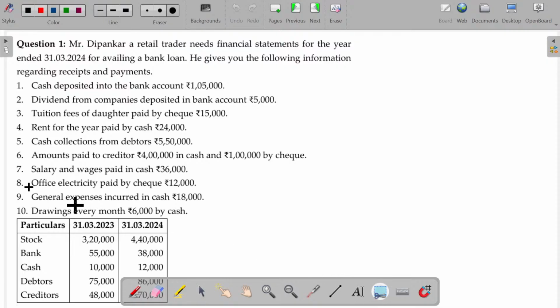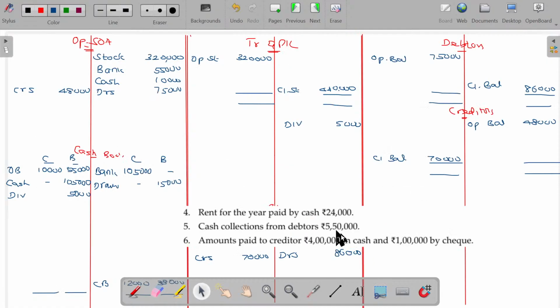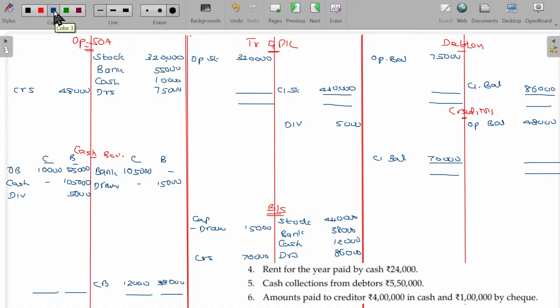Let's move on to the 4th onwards. 4, 5, 6. We try to finish up these 3 more transactions. Rent for the year paid by cash 24,000. Where can I post? In cash, rent 24,000. Second entry in P&L account. Rent for the year 24,000.